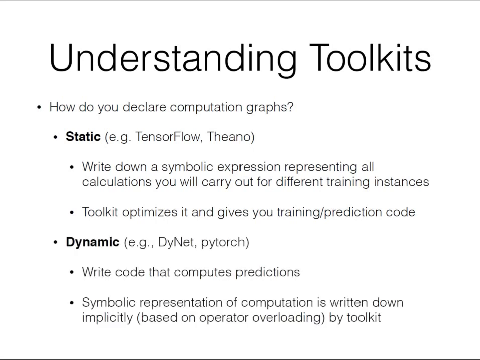On the other hand, a newer alternative technique is what we're calling dynamic declaration. And in this case, you write code that just computes the predictions you want. So you think, well, I want to first take this vector and then multiply it by this matrix and take a tanh of every element and follow that by something else. So you write down that code imperatively and execute it. And what the toolkit does here is while that code is running, it's keeping track of all those operations and building up a symbolic representation behind the scenes. And this is based on things like operator overloading. So it tends to exist only in fairly high-level languages.